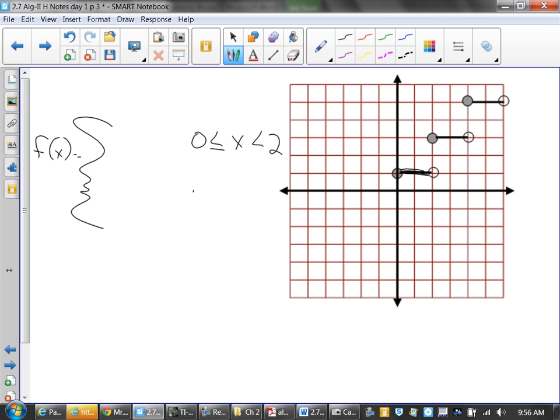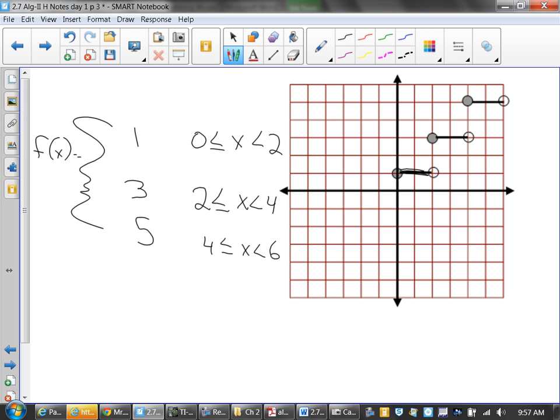All right. And the same thing for the next one, it's between 2 and 4. And then it's between 4 and 6. And our numbers are just 1, 3, and 5.